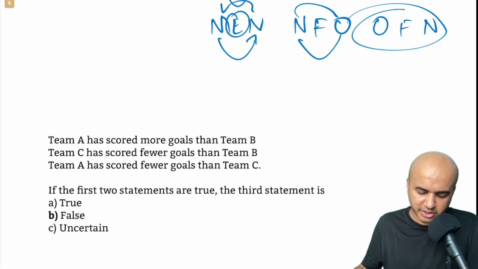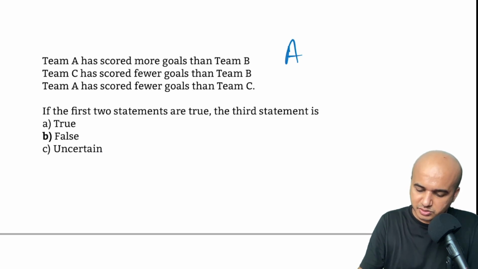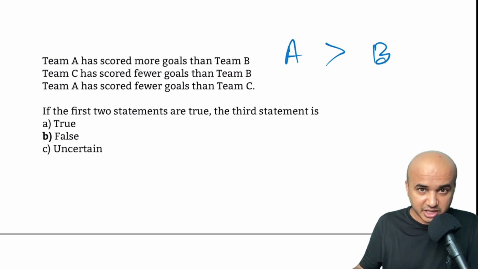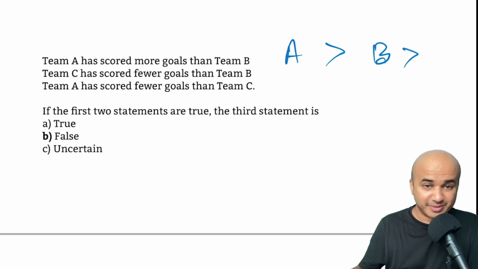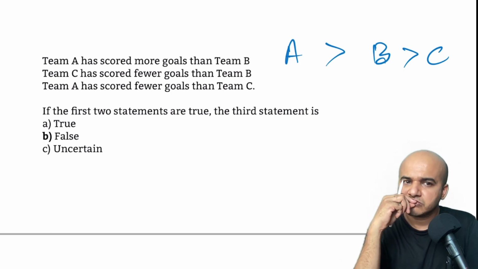Fine. Next, Team A has scored more goals than Team B. Team C has scored fewer goals than Team B. So B has scored more goals than Team C. Team A has scored fewer goals than Team C.